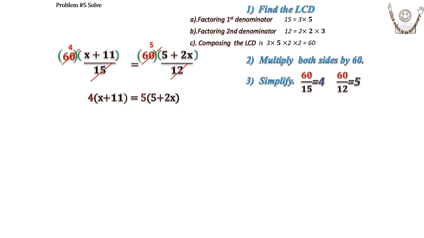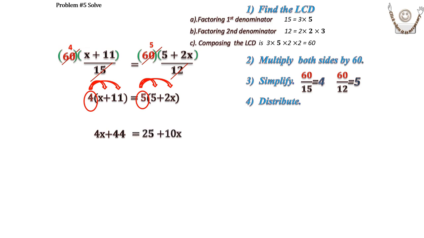Now we can go forward because we have to remove parentheses. Positive 4 times positive x and positive 4 times positive 11. And then we will have positive 4x and positive 44. Next step, positive 5 times 5 will be 25, and 5 times positive 2x will be just positive 10x.